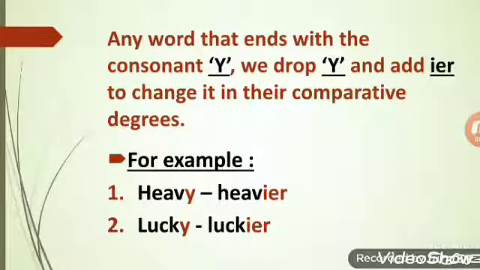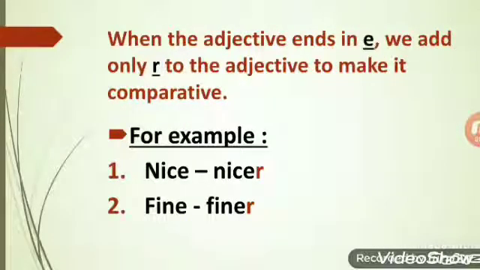Children, for any word that ends with the consonant Y, we drop Y and add IER to change it to the comparative degree. For example, heavy becomes heavier and lucky becomes luckier. And when the adjective ends in E, we add only R to the adjective to make it comparative. For example, nice, nicer, fine, finer.